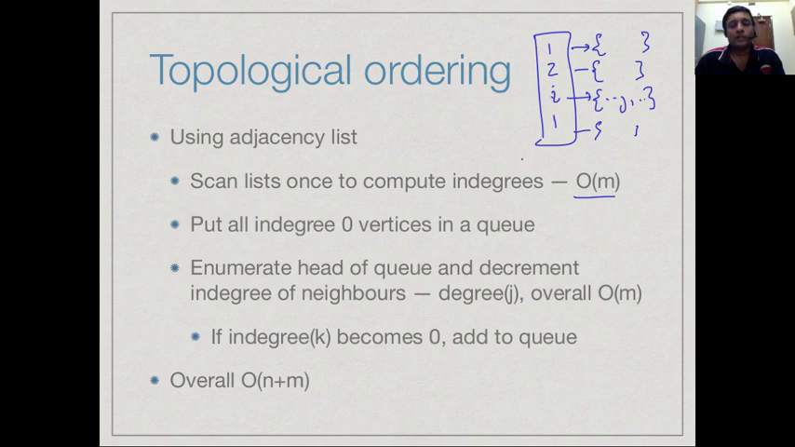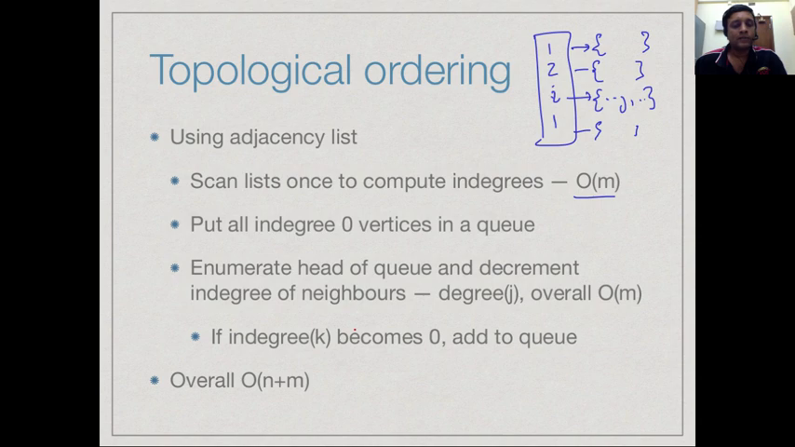Now we have the list of in degrees, so we can put all the vertices with in degree 0 into a queue. This makes it easy to find which vertex to enumerate next. So at the end of this, we have done an order m scan to find all the in degrees, and in an order n scan, we can put all the 0 in degree vertices into a queue. Now we can do the rest pretty much as we did before. We enumerate the first vertex in the queue, and then we go to its list, which is now explicitly available to us in this adjacency list, its outgoing neighbors, decrement their in degrees, and if any of those in degrees become 0, we add it to the queue, so we know it is to be processed now.